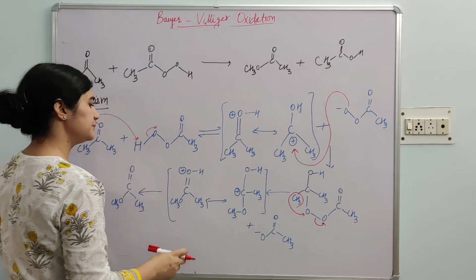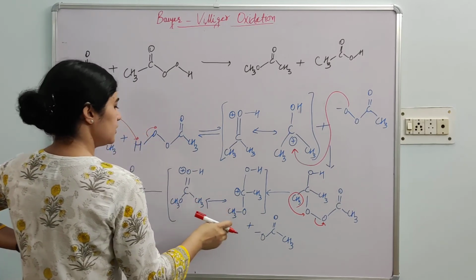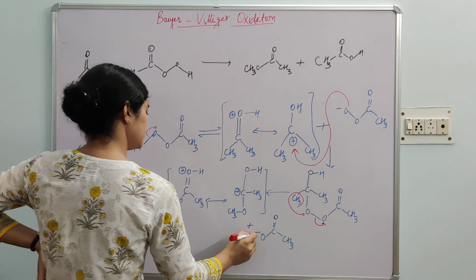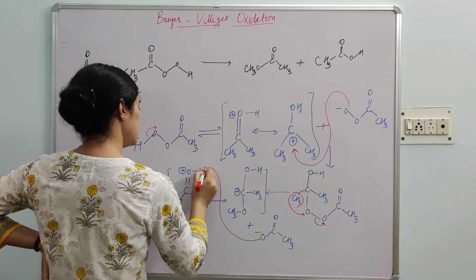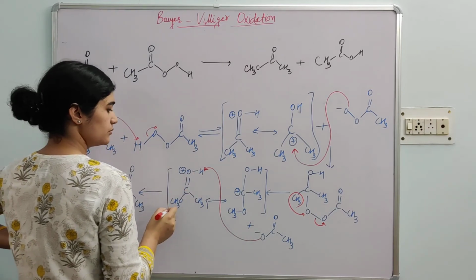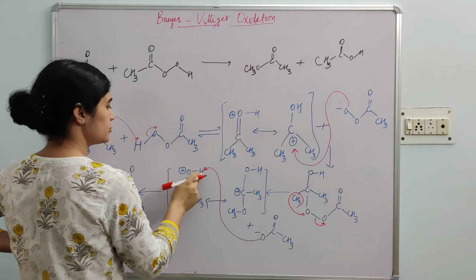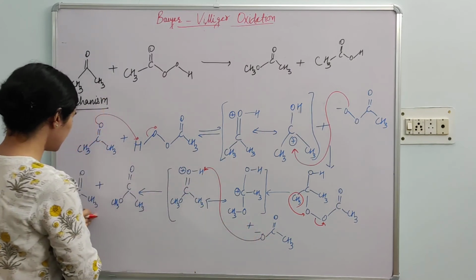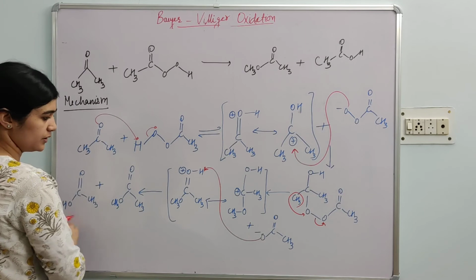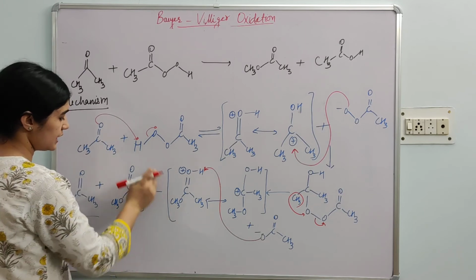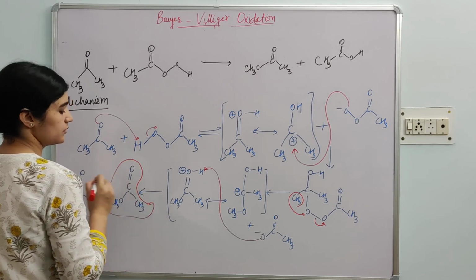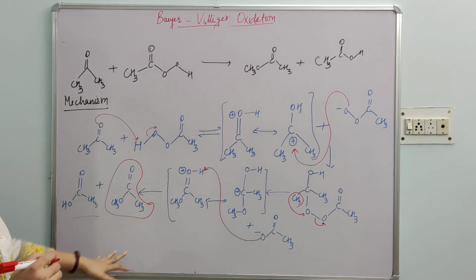Now what happens? This species will eliminate the proton. It can attack this hydrogen, and the proton will go with this species and carboxylic acid will be formed. So it is eliminated like this, and you are left with the carboxylic acid ester. So this is the mechanism for this reaction.